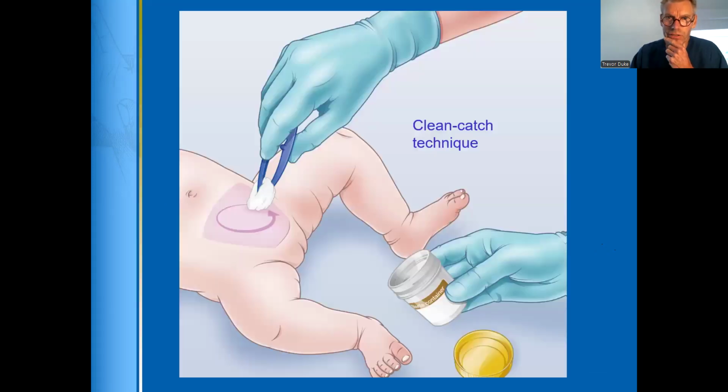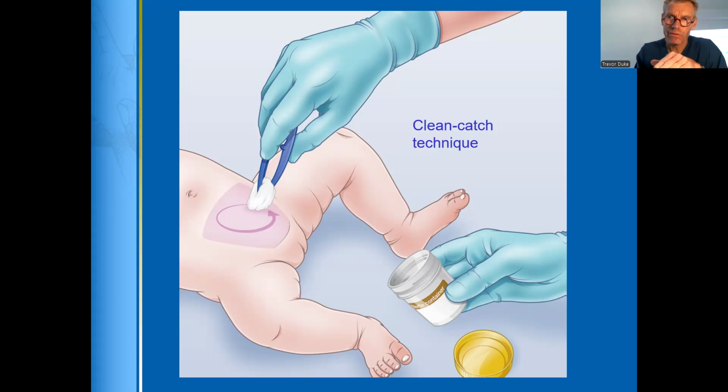So the other investigation we said we'd do is get a urine specimen. And there's several ways to do this. In the past, people used to put on a bag over the perineum and try to catch some urine that way. That will only get contaminated urine. That's not a very good way at all. A good way to do it is what's called the clean catch technique.